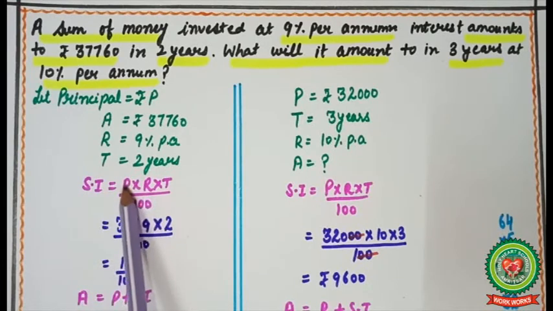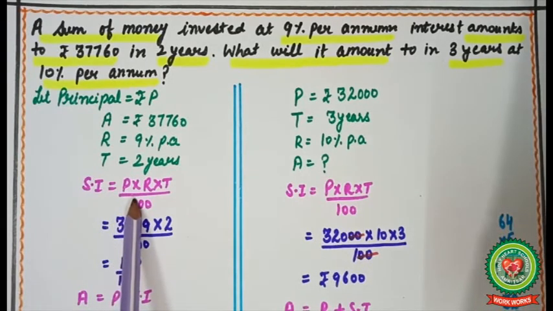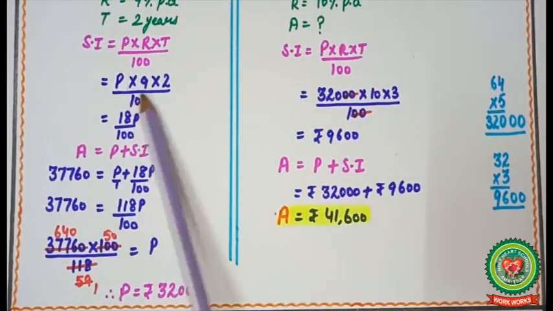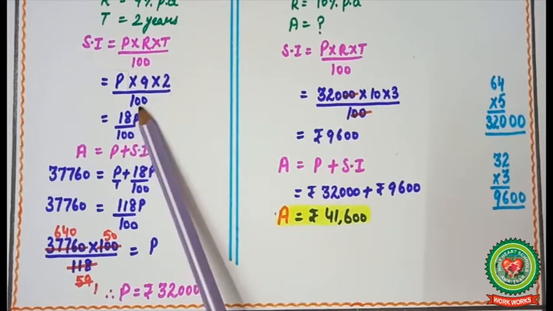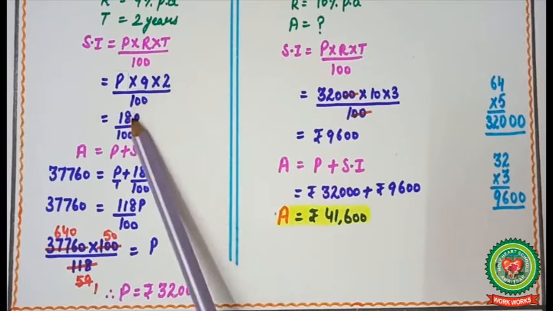Now we have to put the value of P. What is the value of P here? P. So we will put the value of principal, that is P, multiplied by the rate, that is 9. Time is also given to us, that is 2 years, upon 100. Now we will not do the cutting here, to keep it simple. So 9 into 2 is 18, so 18P upon 100. So this is the SI that we have just found.